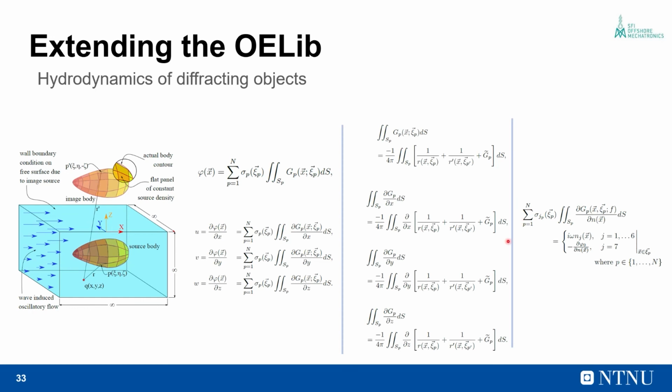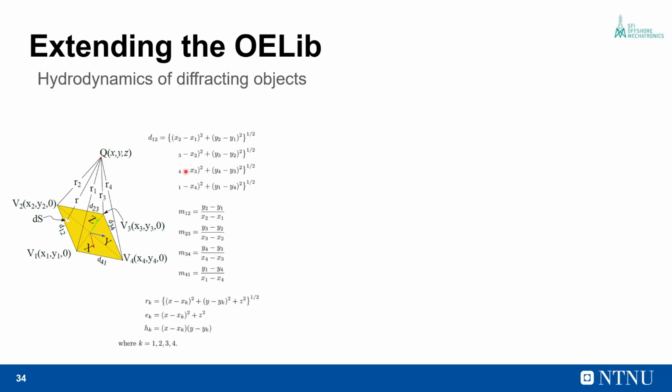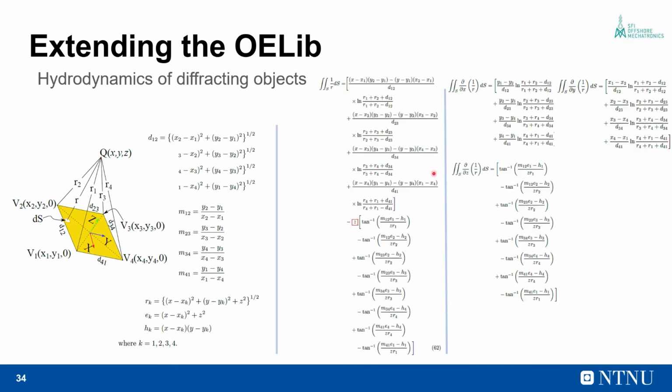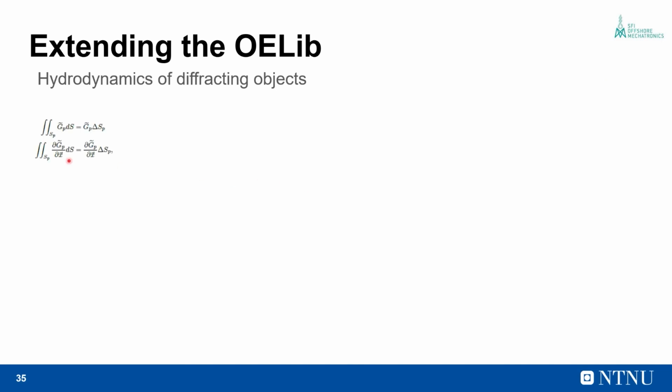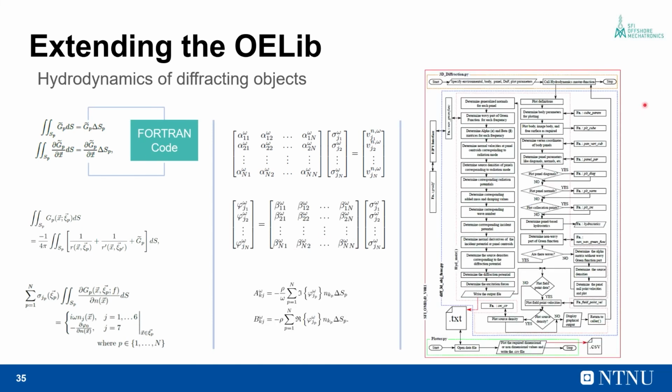Hess and Smith also give analytical expressions for the integral of the Green function and for the integral of the derivatives of the Green function at a field point due to source distributions on the panel. And so we now have ways to determine both the wavy part as well as the steady part of the Green function. And once we have that, we can formulate an algorithm to solve the diffraction radiation problem.